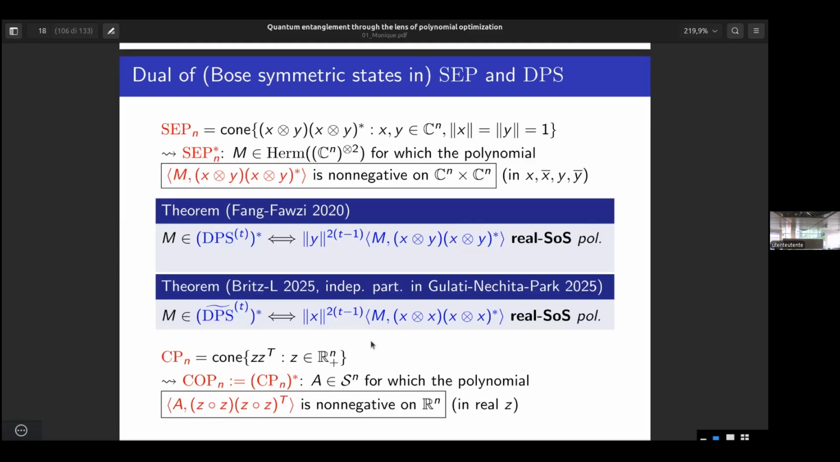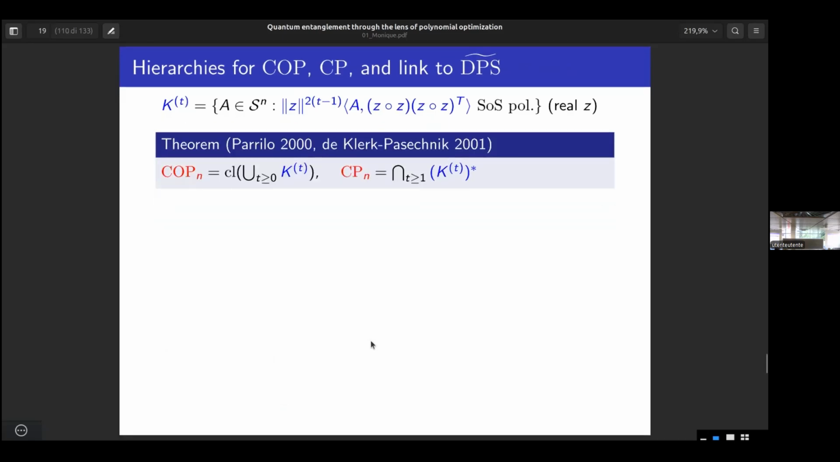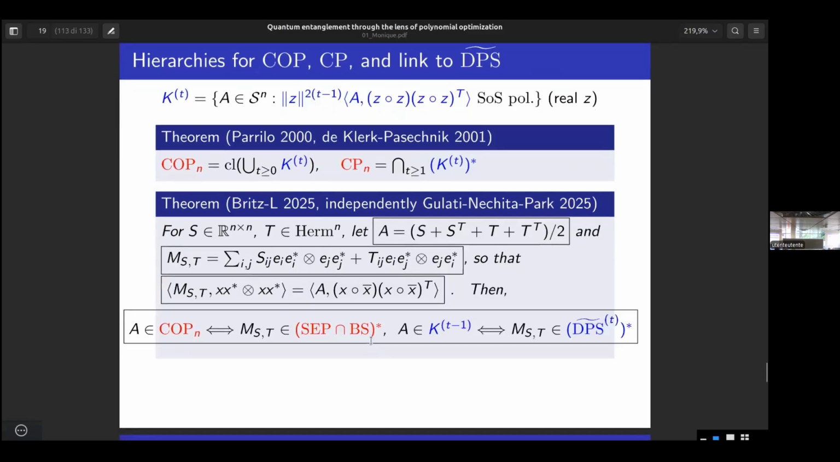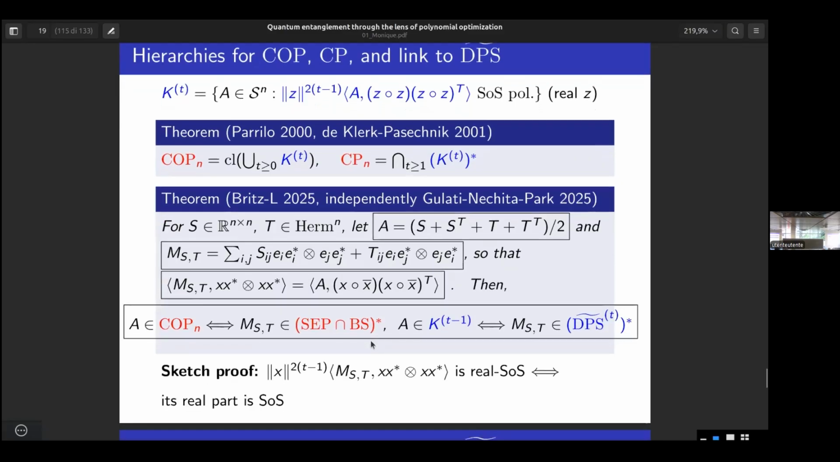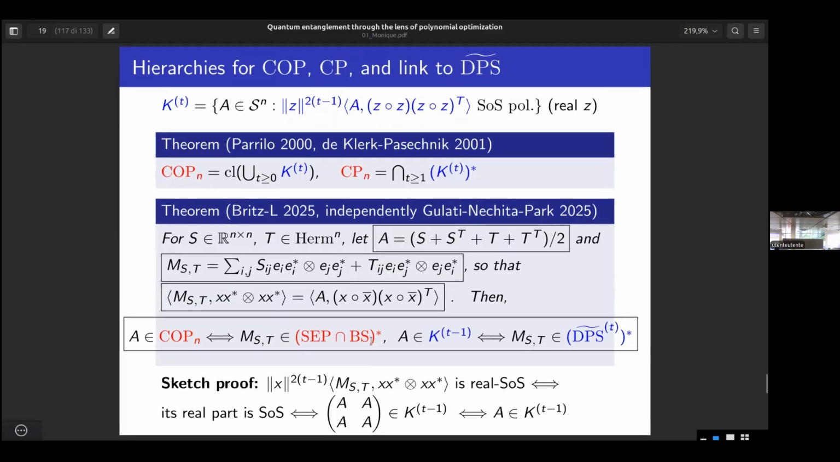Now, if you go to the CP world, this would be this polynomial. You have a matrix in the dual of CP, and all these. Before we had X tensor X, now we have the Hadamard product of Z with itself. Long story short, we have here CP, and the dual side is the copositive cone.